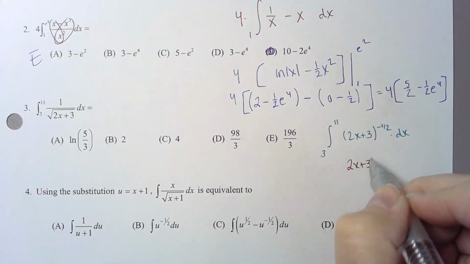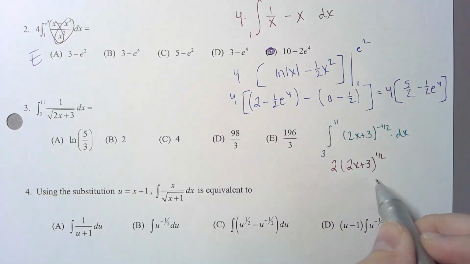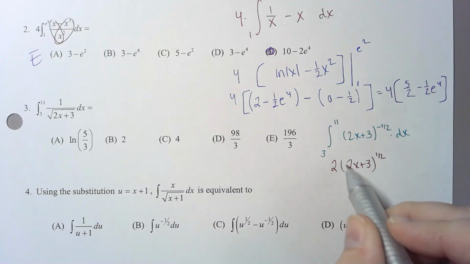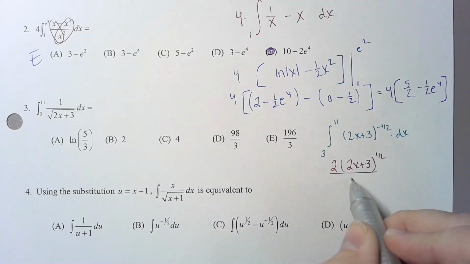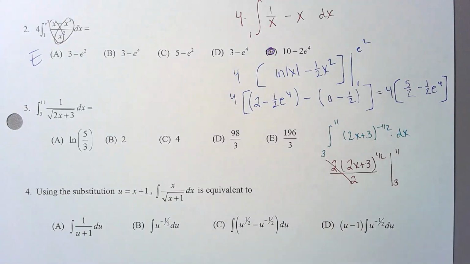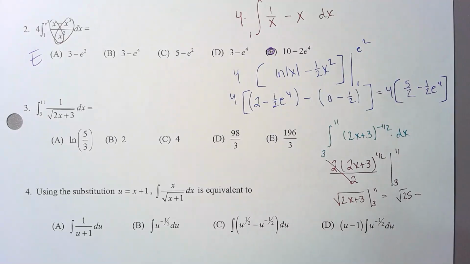So I'm going to add 1 to the exponent, divide by 1/2. That's to finish the power rule. The chain rule says divide by 2. So I really have the square root of 2x plus 3 evaluated from 3 to 11. So we have the square root of 25 minus the square root of 9, and that's where we get our 2 from.